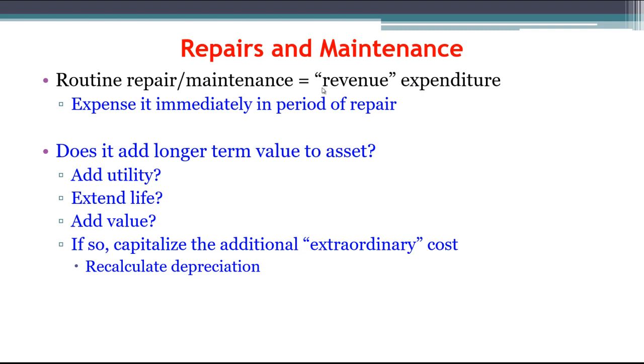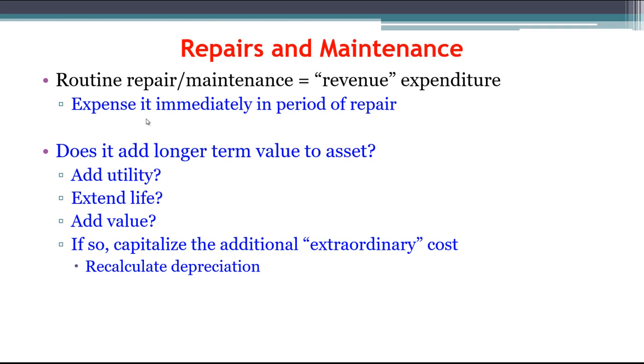And it's referred to as a revenue expenditure, which I know sounds contradictory, but the point is it's telling you you must expense it immediately to offset it against that revenue for that period. You do not spread this out. You do not carry it forward. You expense it immediately in that period.